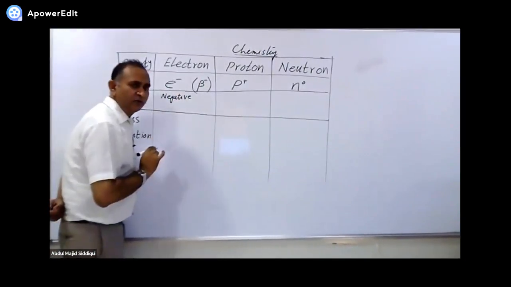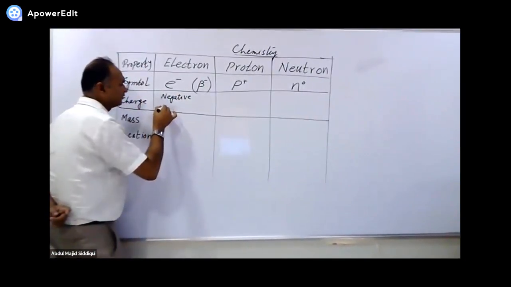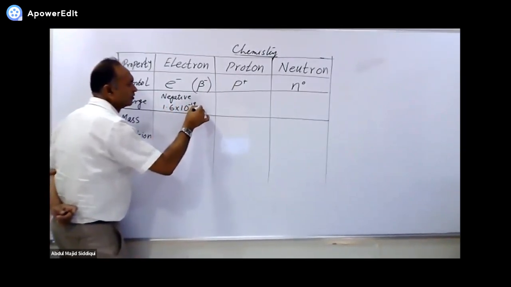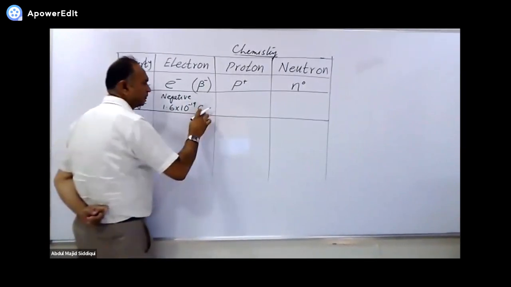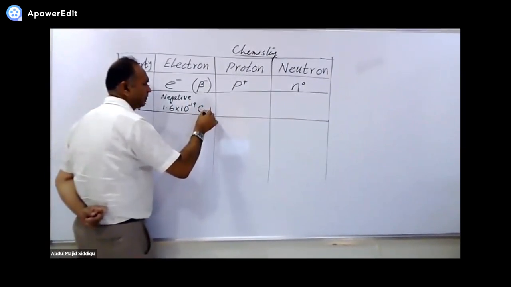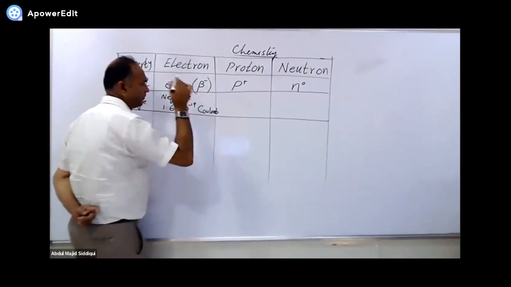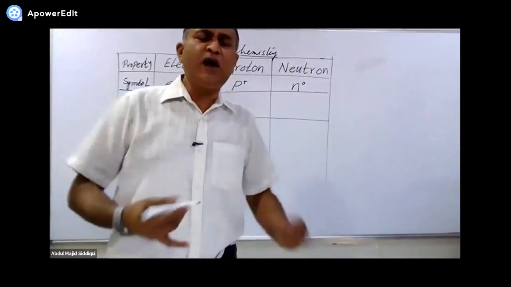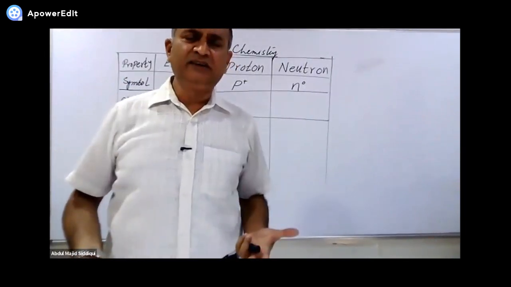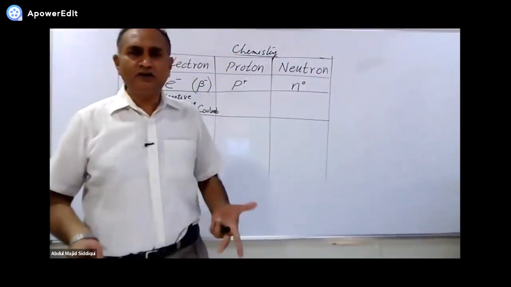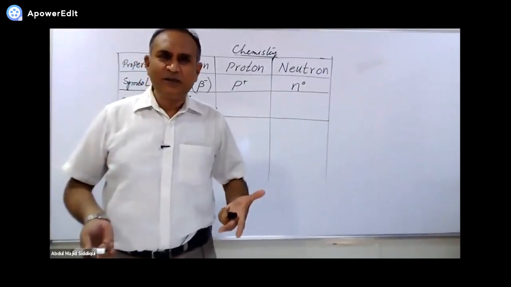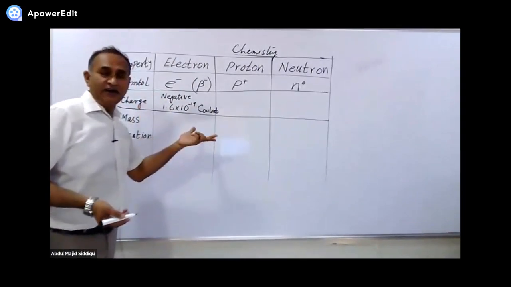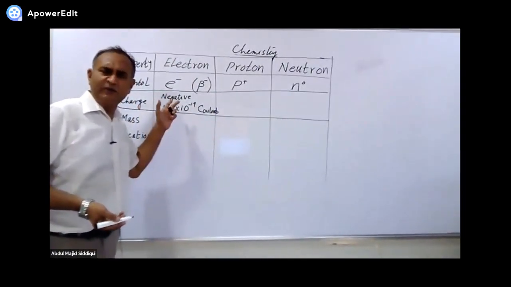What is its value? Its value is 1.6 into 10 to the power minus 19 coulomb. What is charge? What do you mean by charge? It's a kind of natural power that electron has. We call that natural power what? We mention it by negative value. Negative. It's not mathematical negative power.